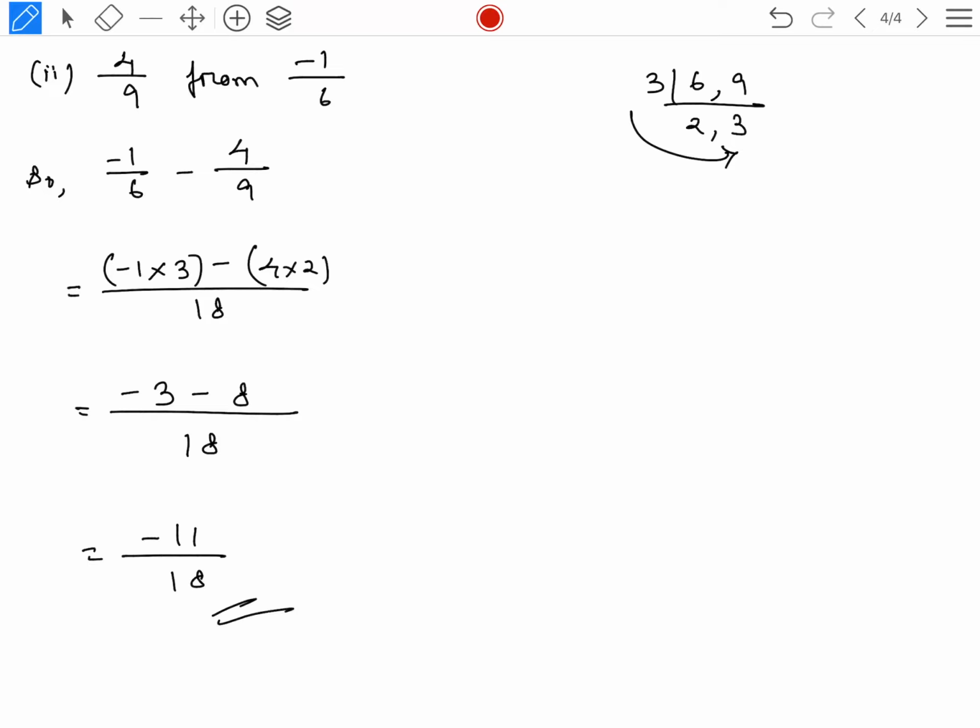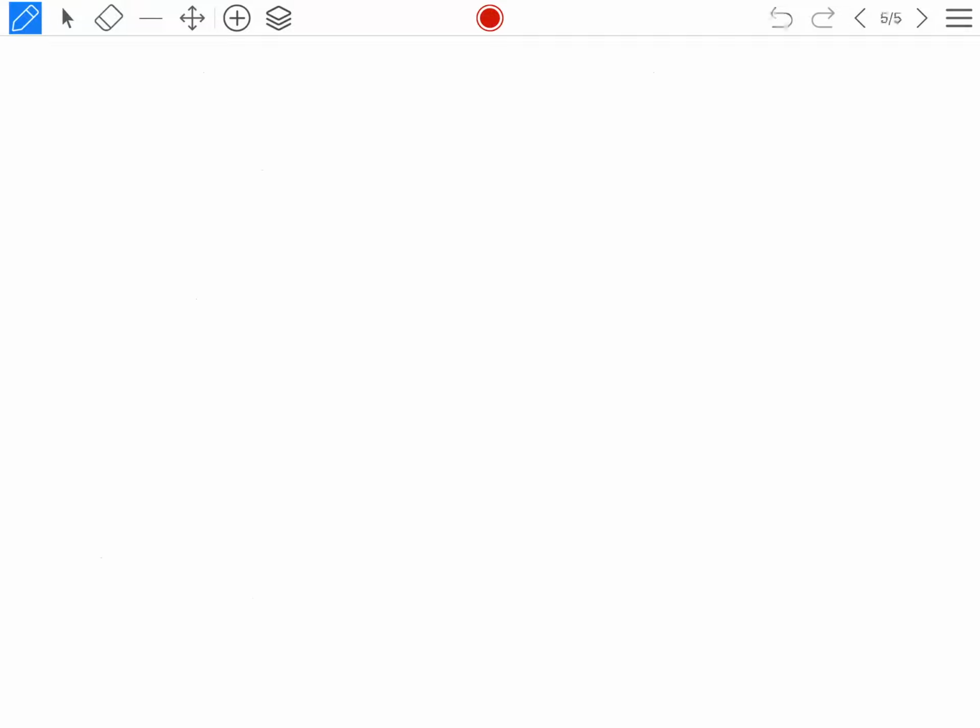Understood? Regarding this addition and subtraction, I think you are clear till now. But if you have not practiced at all, then how will you be clear? So you need to practice. Maths is all about practice.